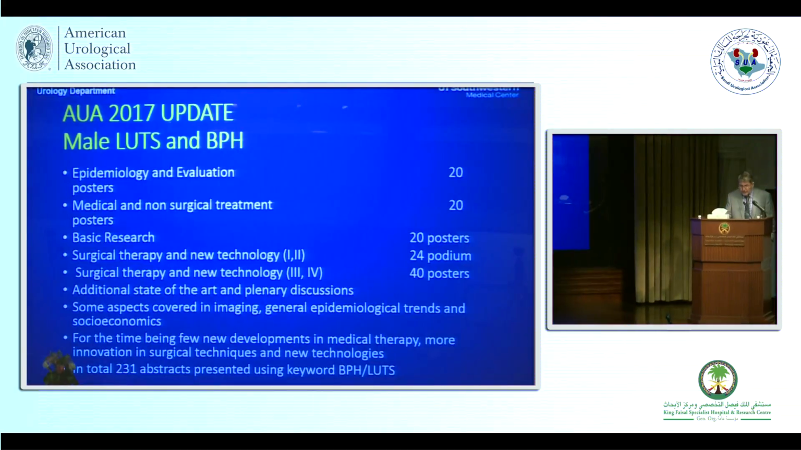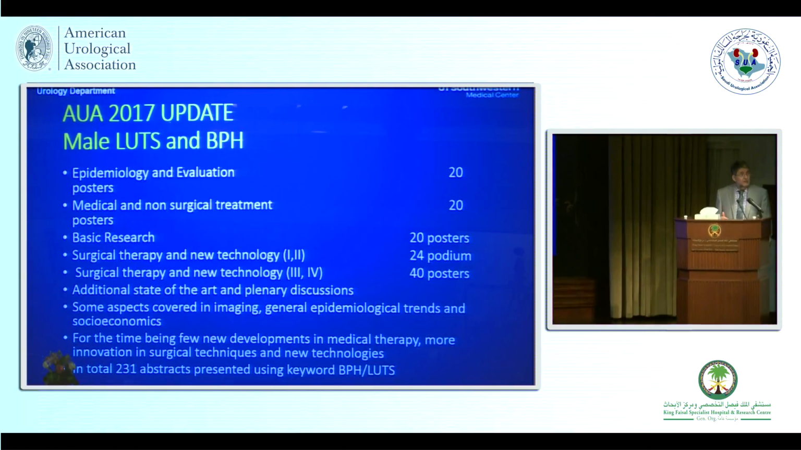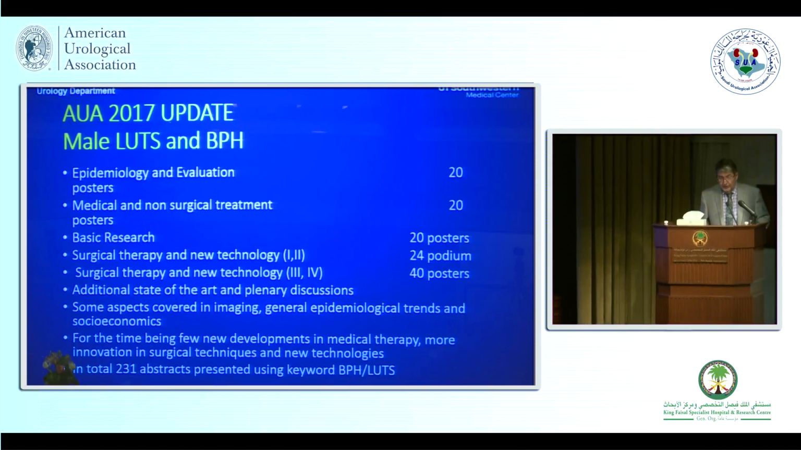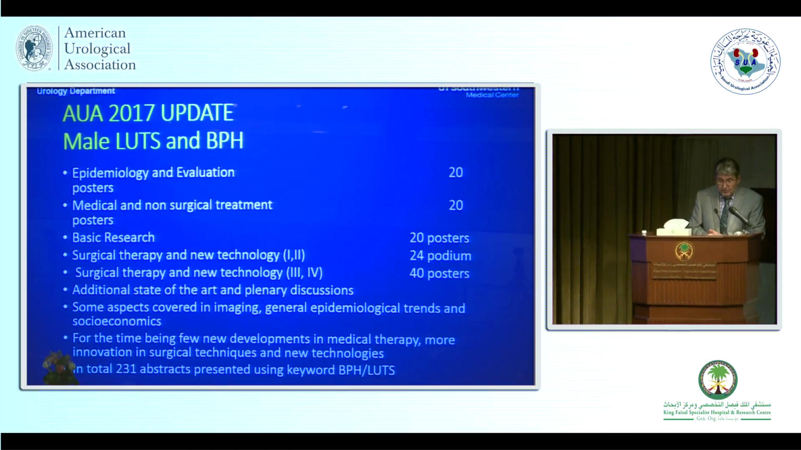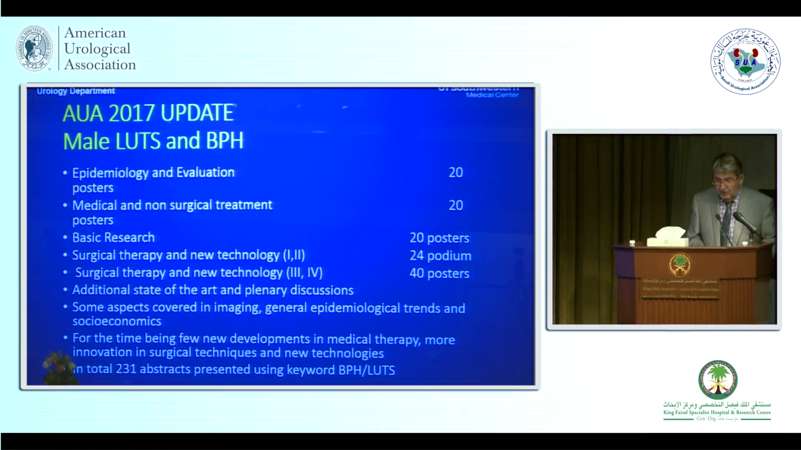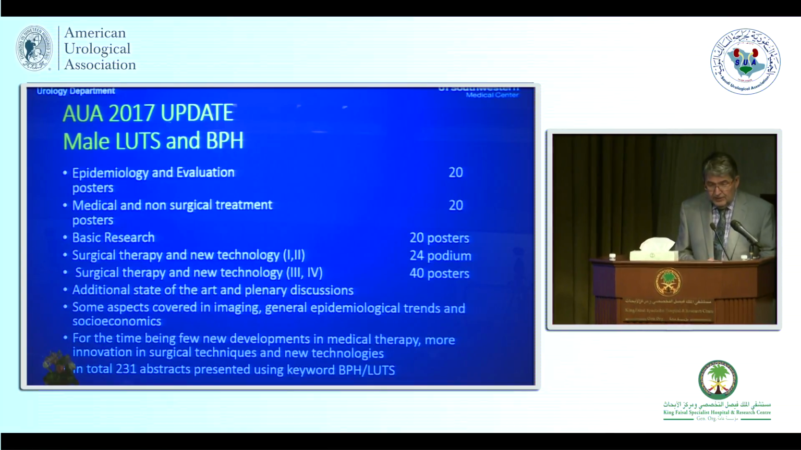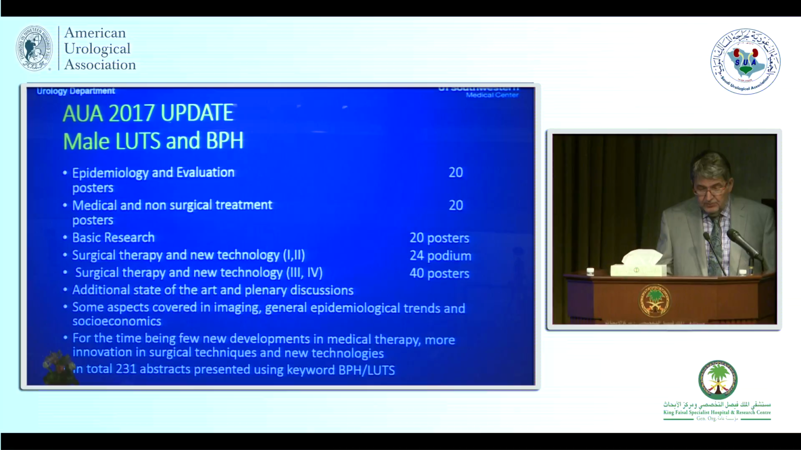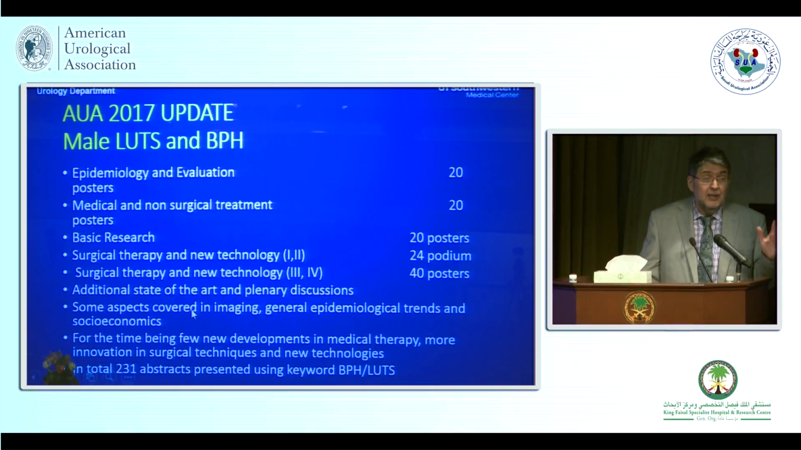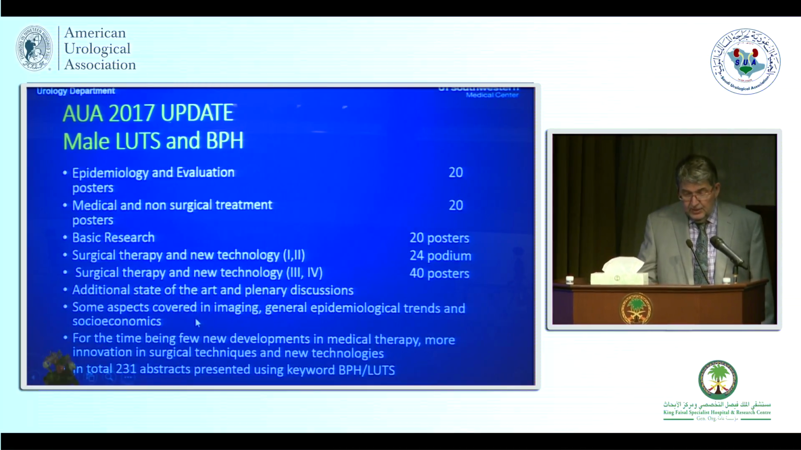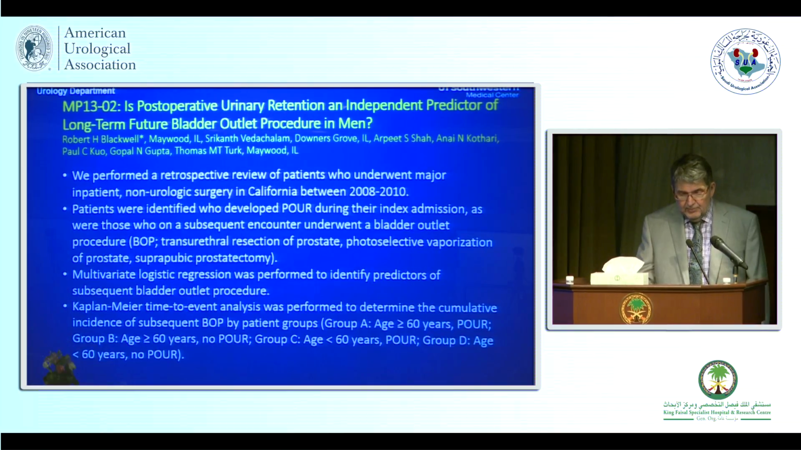So in 2017, in BLOODS and BPH, there were a lot of papers presented, both in abstract and podium formats: epidemiology and evaluation, medical and non-surgical treatment, basic research, and a lot of surgical and innovative surgical treatments. In total, there were over 200 abstracts presented.